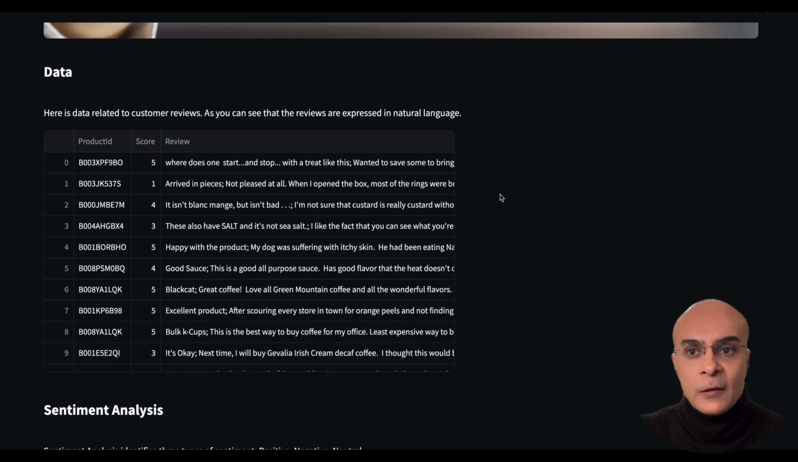You have the product as well as the customer review behind this. And you can see that these reviews could be quite complex and quite long, and they are all represented as unstructured text.